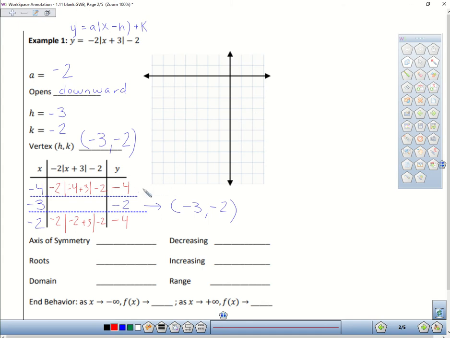Then we're going to plot these points. We have -4, -4. We have -3, -2. And we have -2, -4. So -4, -4 is 1, 2, 3, 4. 1, 2, 3, 4. And then we have our vertex -3, -2. And lastly, we have our last point, which is -2, -4. So we are going to connect.